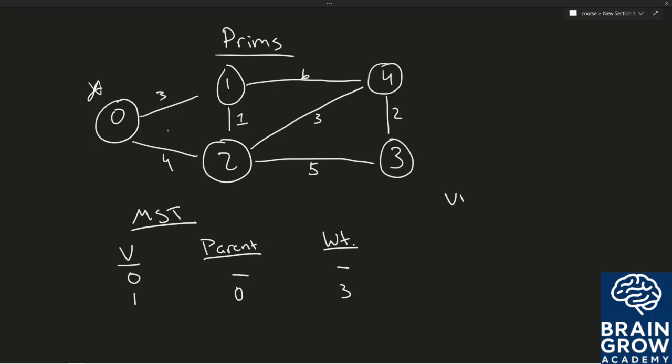So we can have our visited section over here, and we have currently visited 0 and 1. From 1, our neighbors are 4 and 2, and we see that 2 has a weight of 1. So for vertex 2, we say the parent is 1 and the weight is 1.